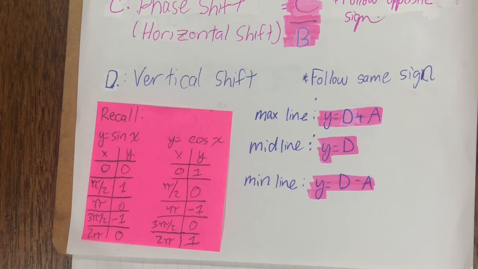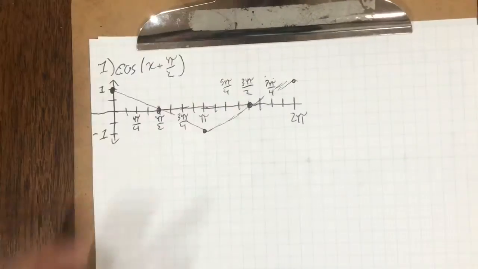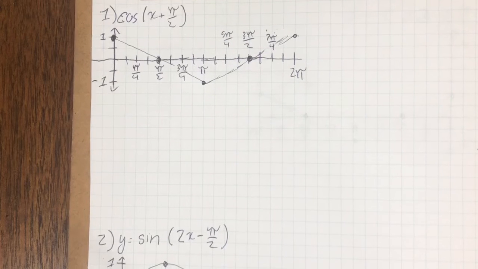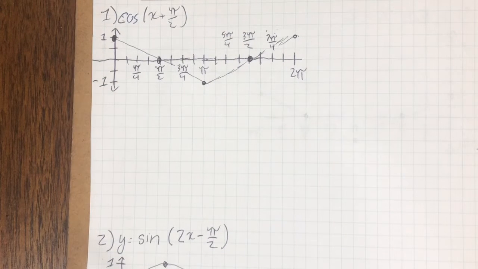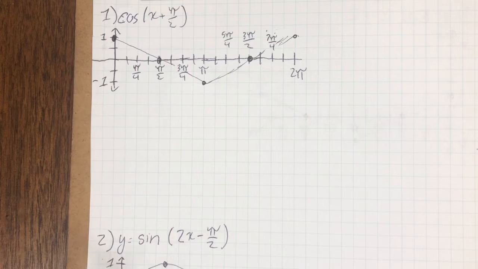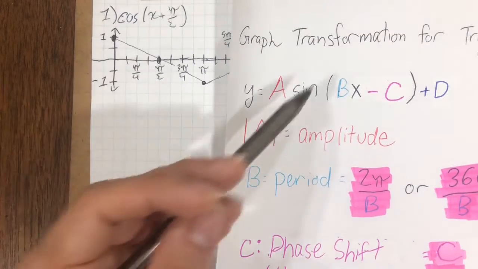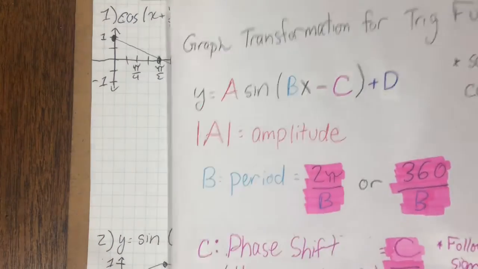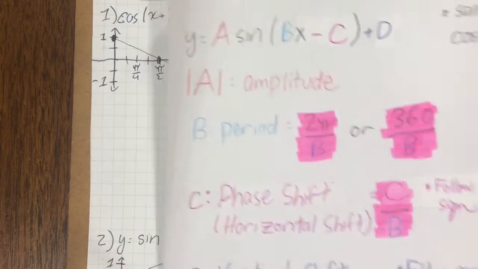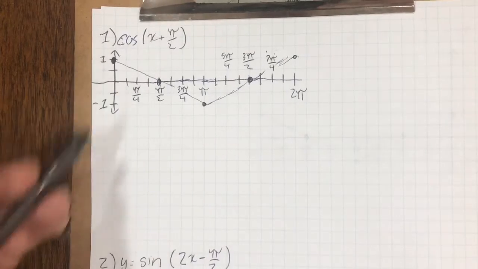All right, so let's go ahead and get started with some of these examples. We have number 1, which is cosine of x plus pi over 2. If we take a look over here, we see we just have a pi over 2 as our only transformation. The pi over 2 is in the same spot as c, and c is used to figure out the phase shift. So let's figure out what the phase shift is for this function.